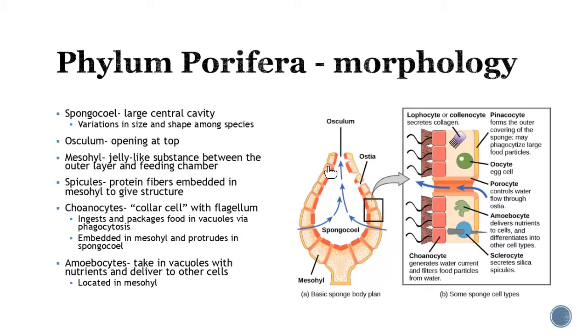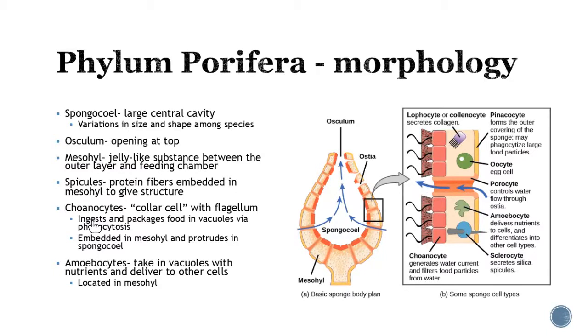And then you're going to have what's called the mesohyl, sorry, I'm used to saying mesophyll, which is a jelly-like substance between the outer layer and the feeding chamber right here. If you look at that, it kind of looks like the spongy stuff right there. Now, if you take a little area right here and zoom in on it, you'll see some of these different cell types. You'll see spicules, which are going to be little protein fibers embedded in the mesohyl to give structure.